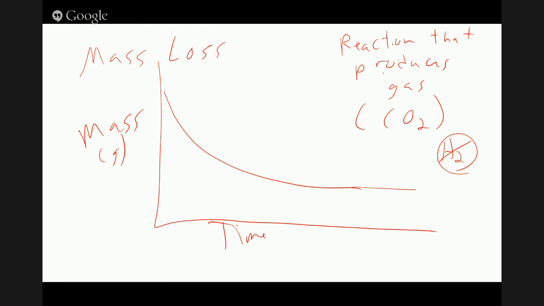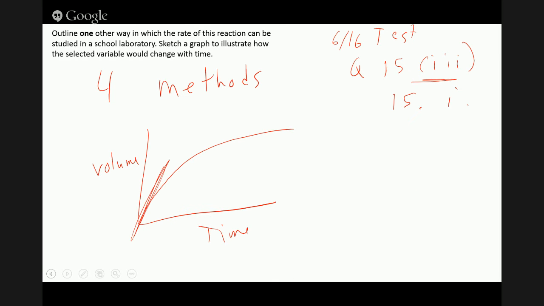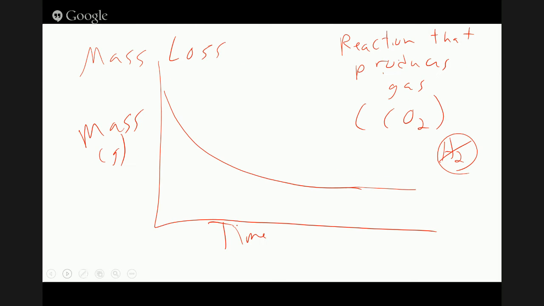So Sam's question was, for this question, why wouldn't change in the temperature work? Temperature has an effect on the rate constant. True, but the question is not asking what changes the rate of reaction. It's asking how can it be studied. It's not asking what variable could we use. And it says outline one other way. And if you think about question 15I, we were using volume to study rate of reaction. So what other ways can we study rate of reaction? We could study it with mass loss.